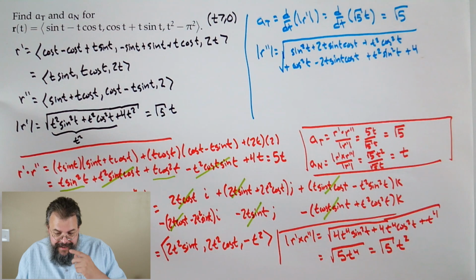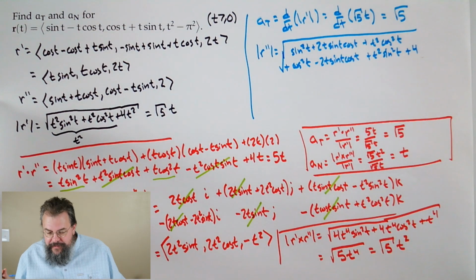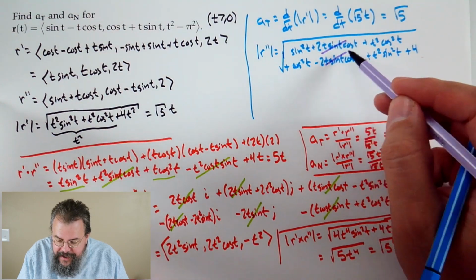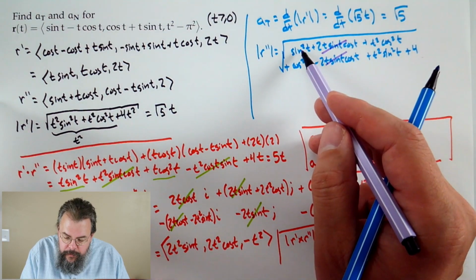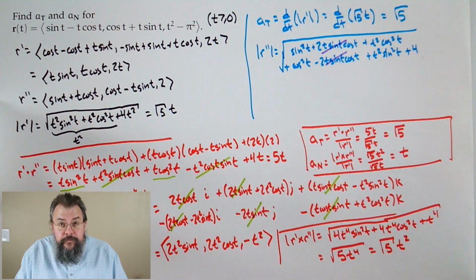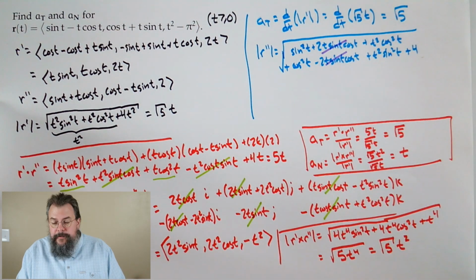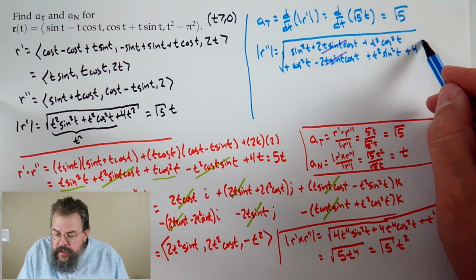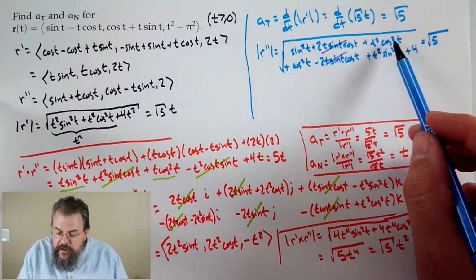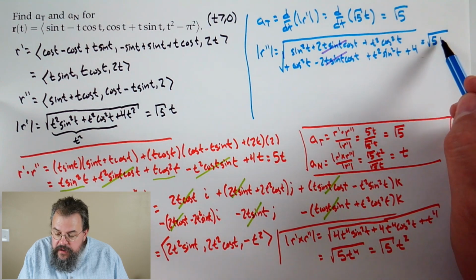Now, what do you see? Well, we've lived a good, clean algebra life, meaning we get cancellation. Good. Sine squared plus cosine squared is 1. Plus 4 more gives us 5. Okay, so that's the square root of 5. And then t squared cosine squared, t squared sine squared is t squared.